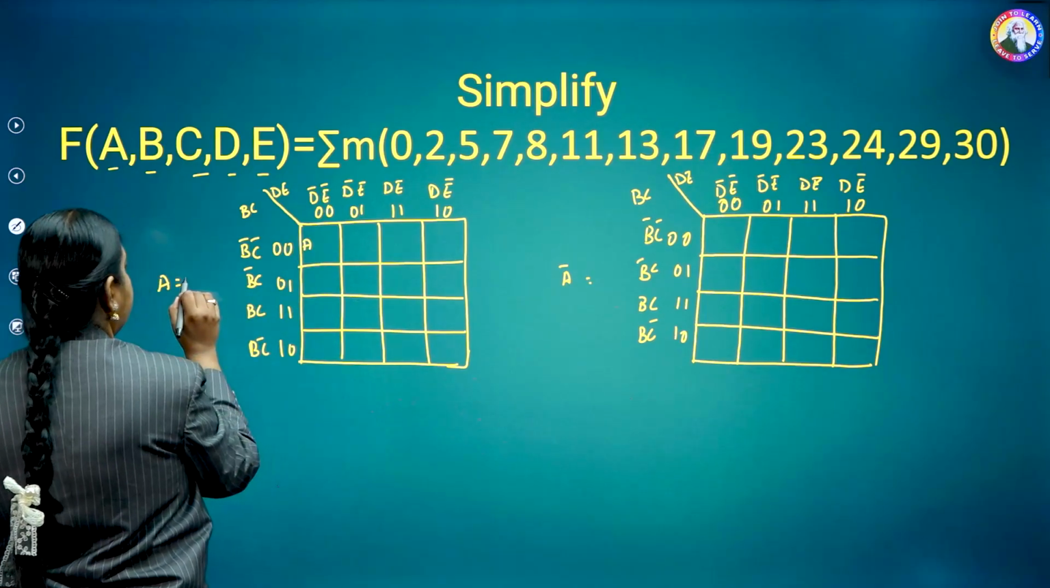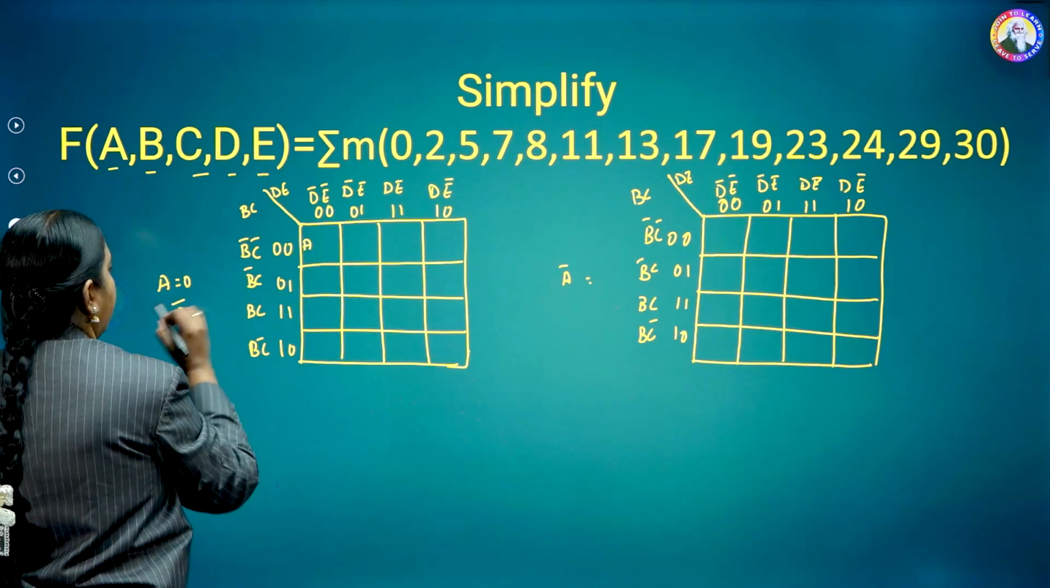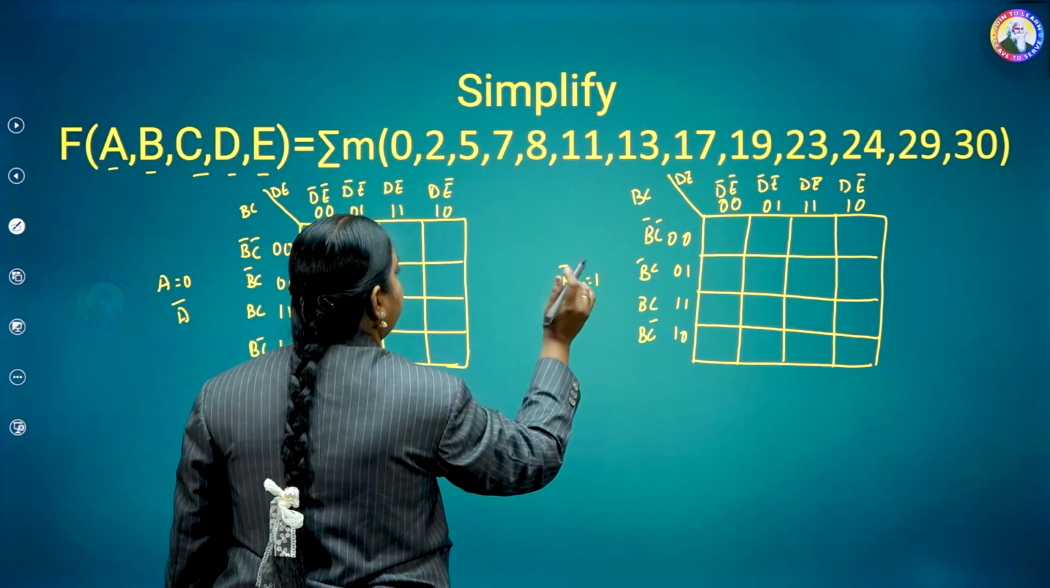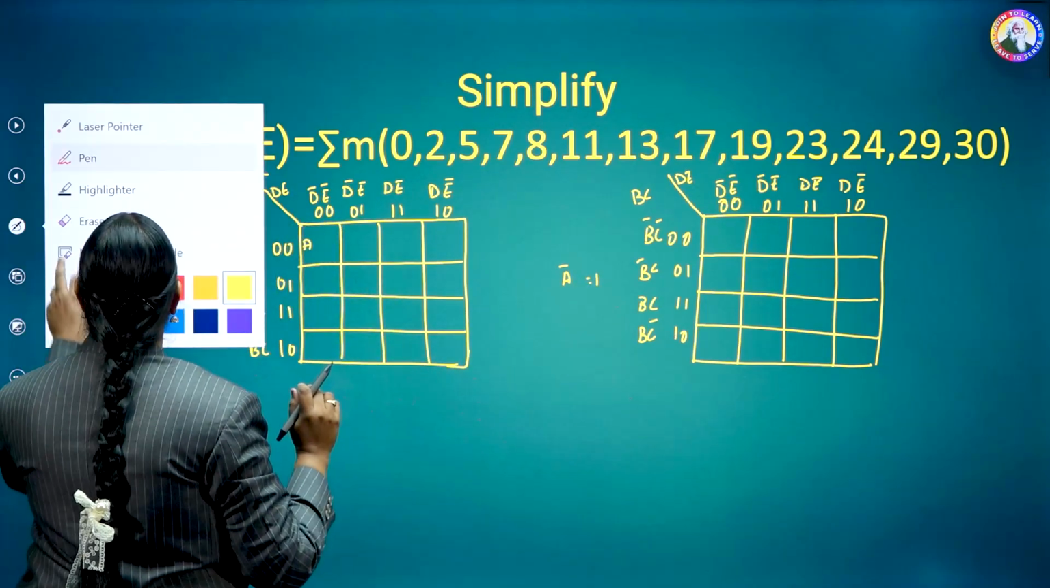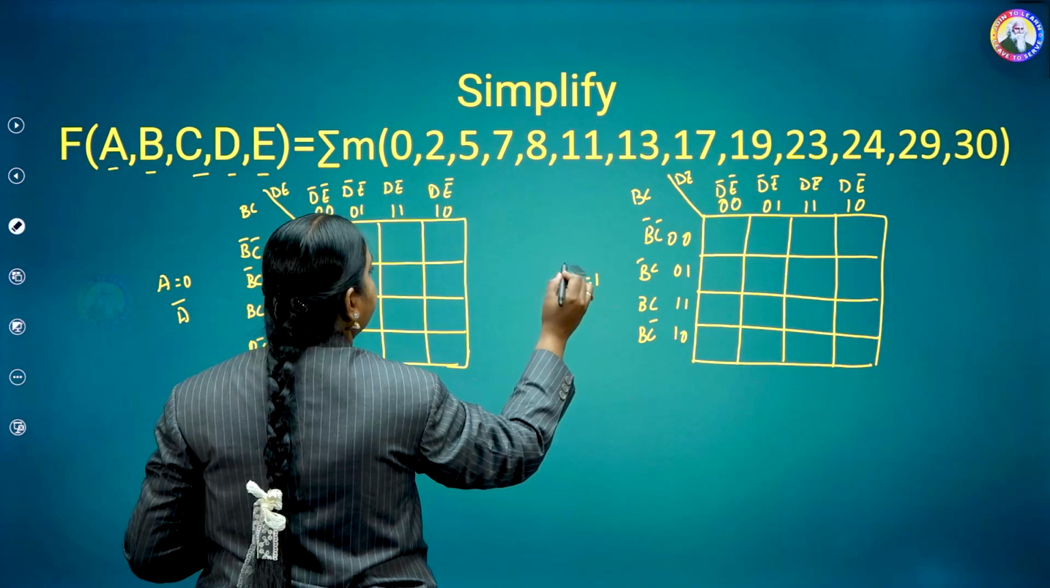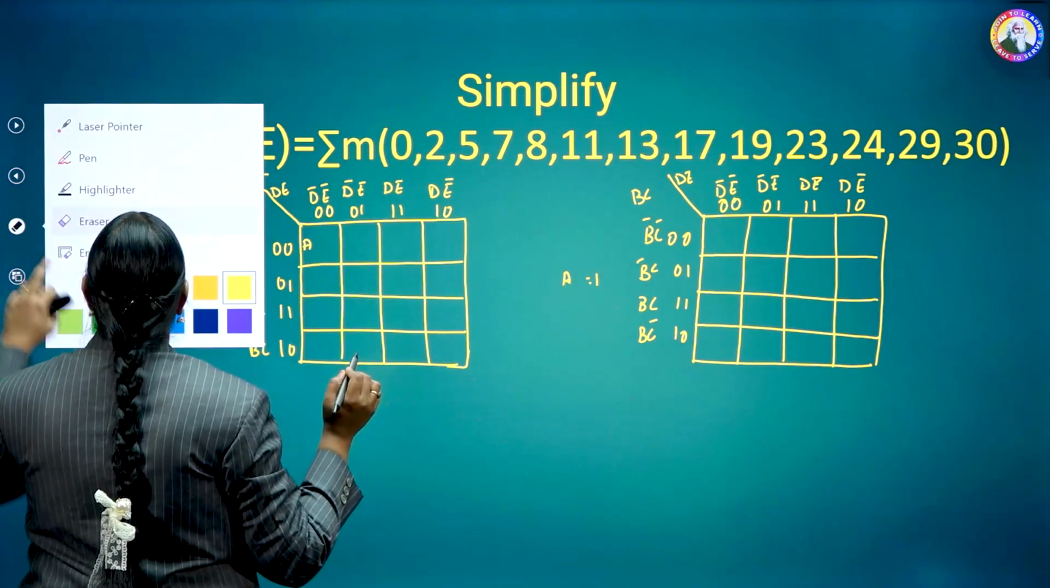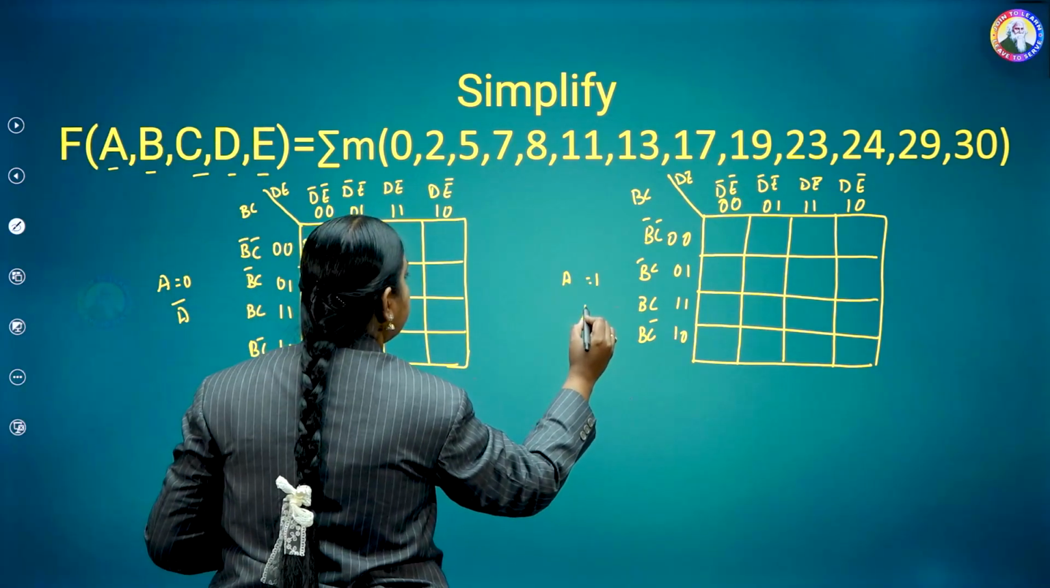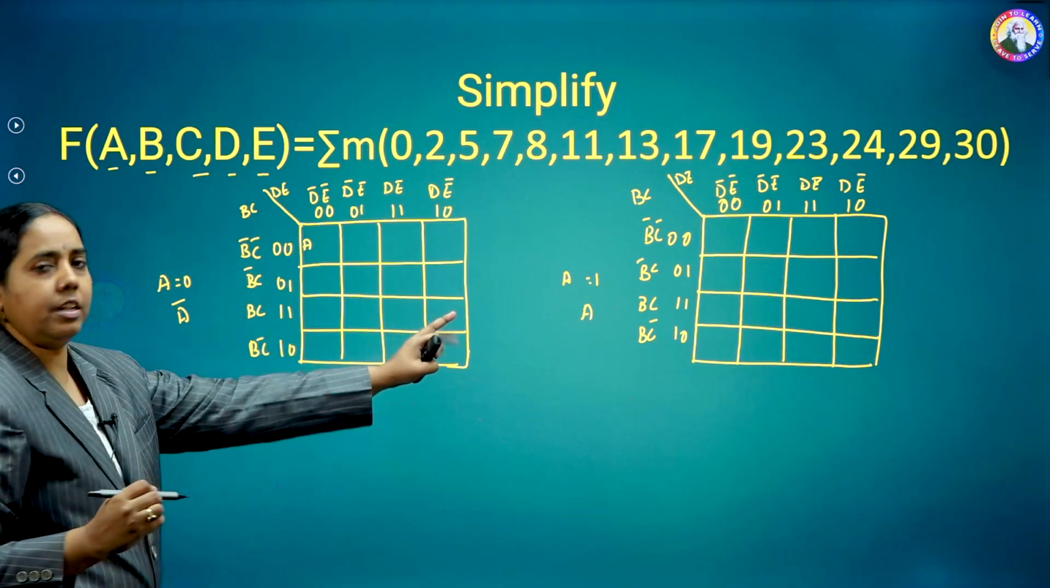A bar means A is 0, and A is equal to 1. So A equals 1 means it is A. So this is A bar, and that is A.